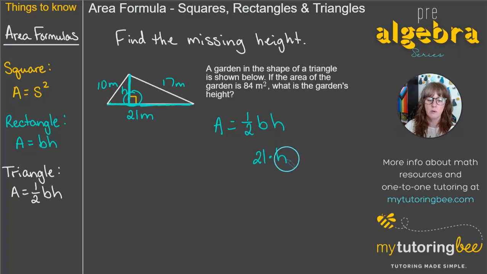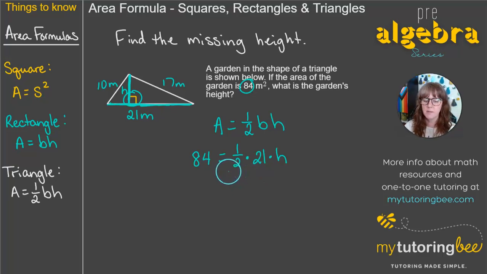We don't know our height. We do know that we're going to have to multiply it by 1/2 or divide by 2, which is another way of thinking about it. And then we also know the area. They told us that the area is 84 meters squared. So now it's an algebra problem to solve. We are solving this equation for h. We want to know what h is.